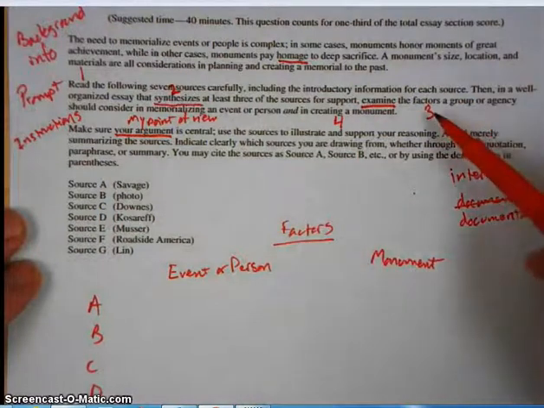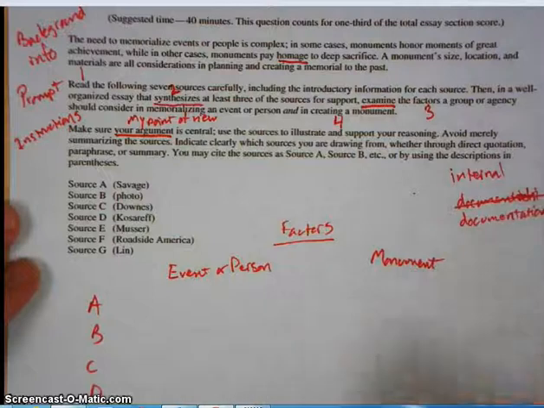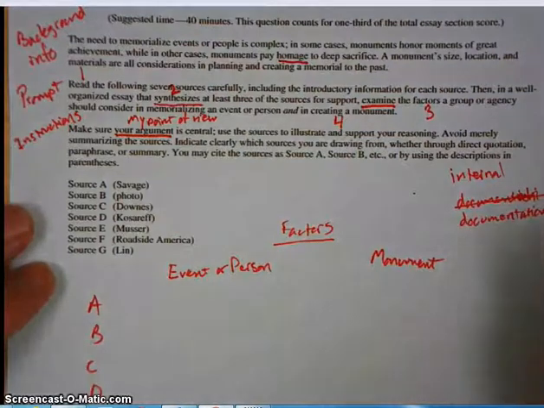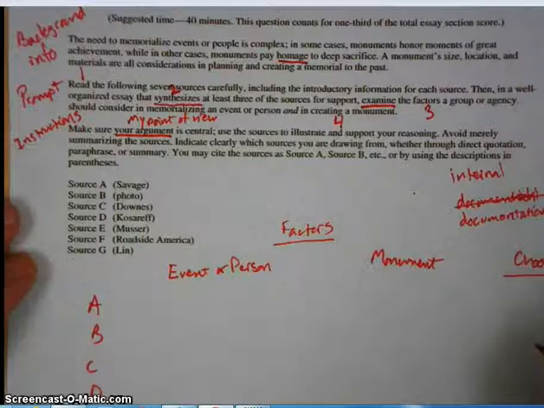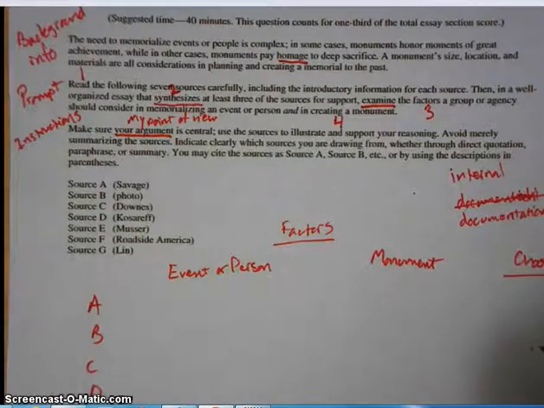Step 3 on our prompt was to examine the factors. So after we have this list complete, what we want to do is choose maybe 3 or 4 that we think are the most important. It could be more if you want, before we actually start our thesis statement, which we'll work on tomorrow in class.